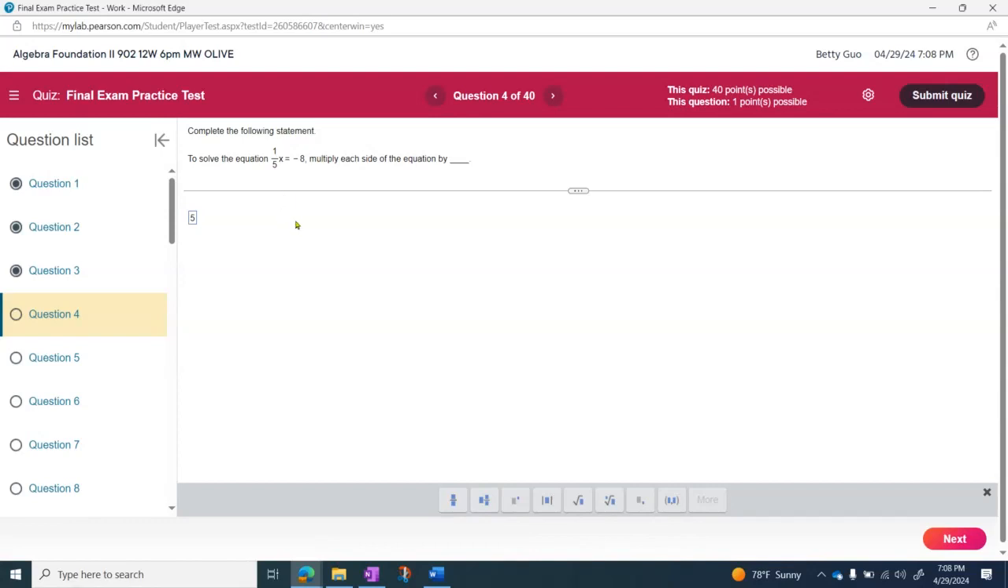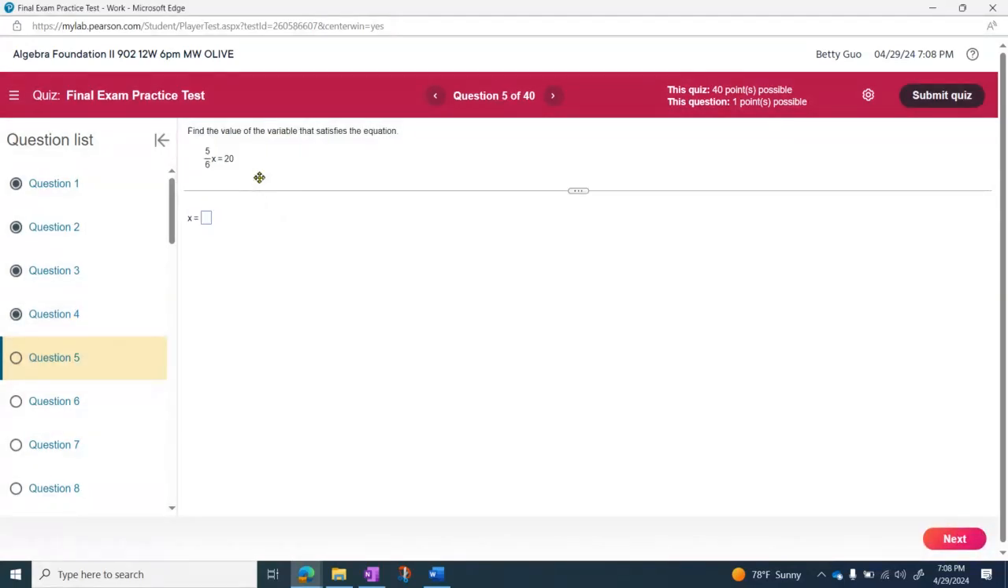You might remember, if you look at your notebook, I said when the coefficient of the variable x is a fraction, instead of dividing, we multiply by the reciprocal of the coefficient. The coefficient here is a fraction, 1/5. So we multiply by its reciprocal, which is 5/1, or just 5. Do not enter 5/1, okay? Just enter 5. 5/1 is 5.